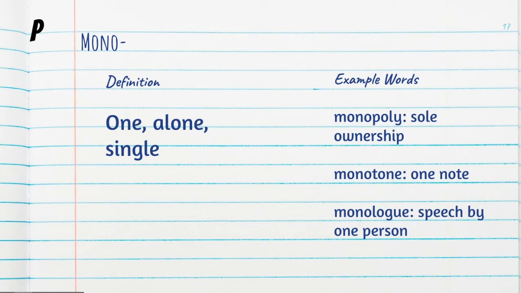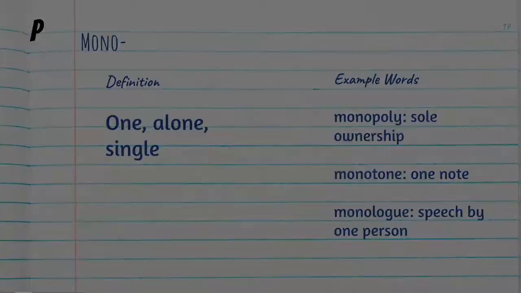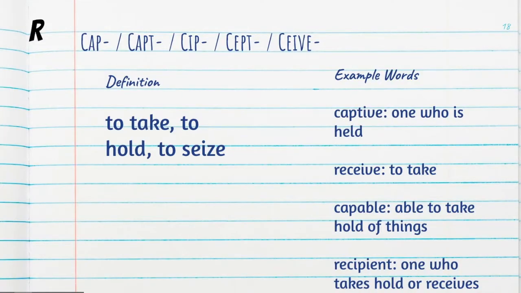Monologue is a speech by one person, so we will actually get to some monologues and some soliloquies, which is a type of monologue, when we get into Romeo and Juliet. Okay, next we are moving on to a set of root words, actually.